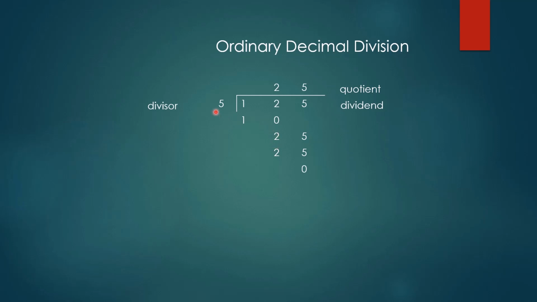2 is smaller than 5, so once again we add a digit and try that division operation. We get an answer of 5 from that, so we multiply that back to get 25. We do the subtraction and we have 0 as our remainder.